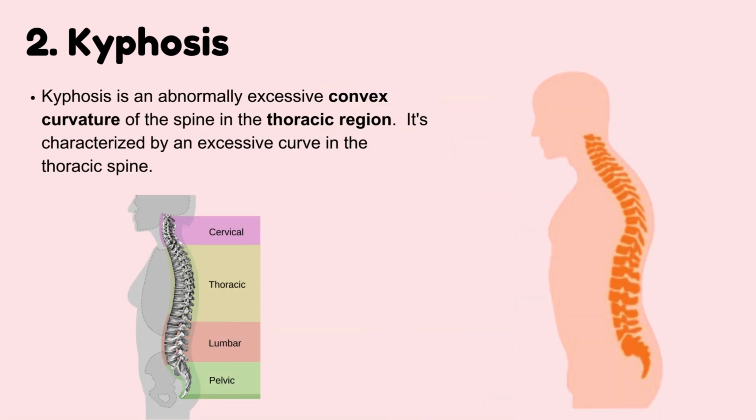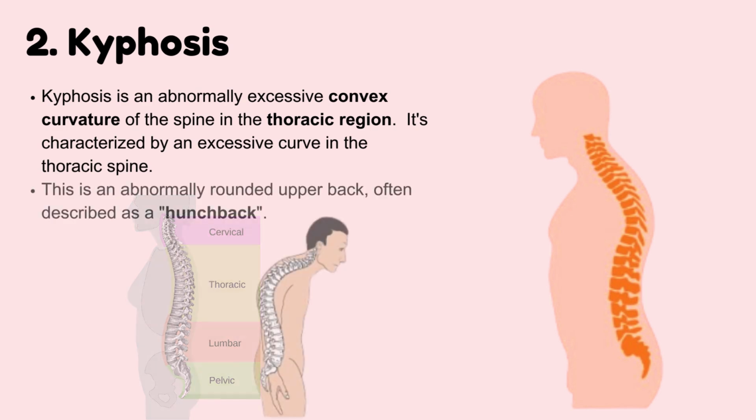Kyphosis. Kyphosis is an abnormally excessive convex curvature of the spine in the thoracic region. It's characterized by an excessive curve in the thoracic spine. This is an abnormally rounded upper back, often described as a hunchback.